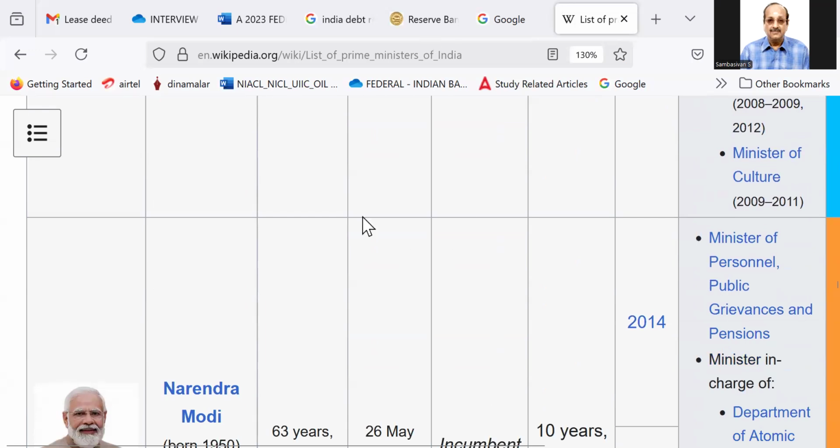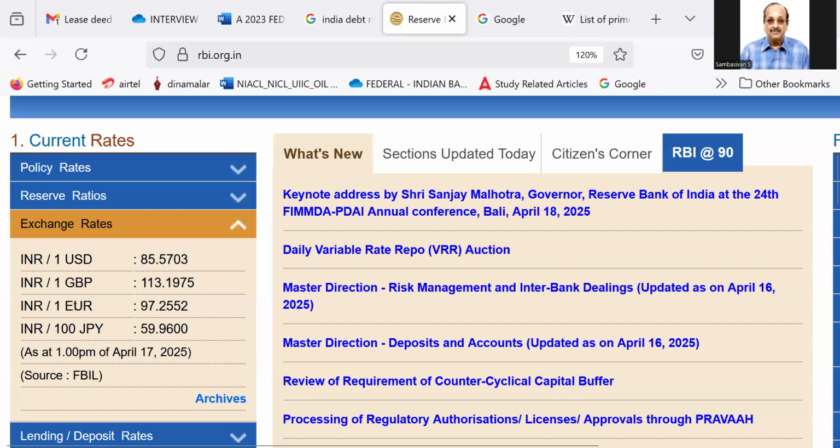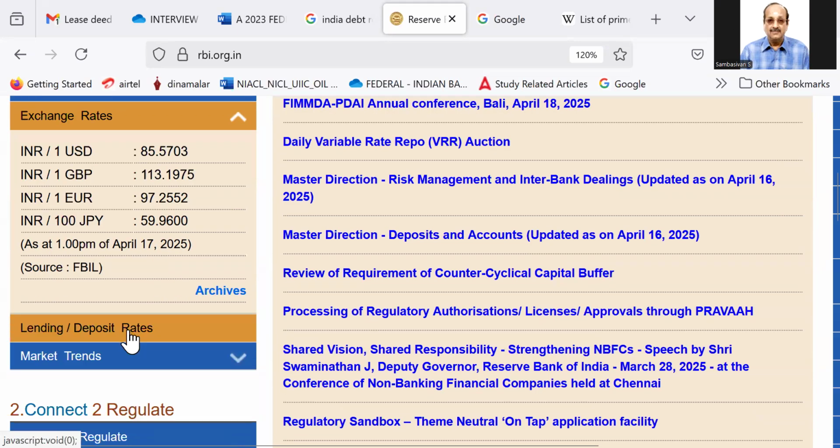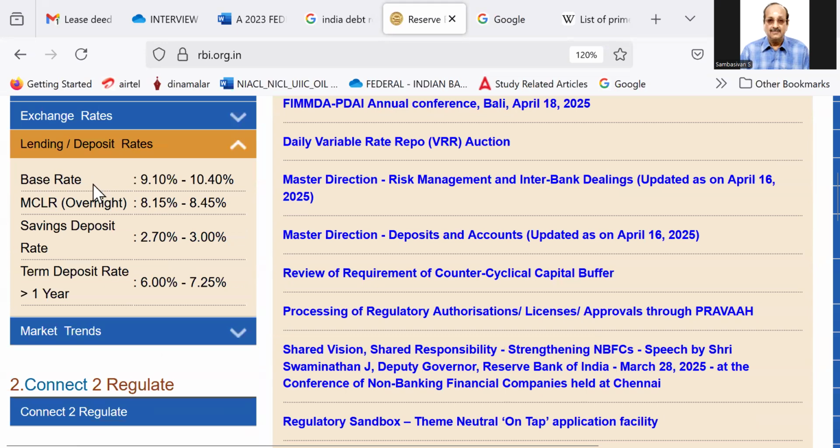That much will do. Now, where are we now? We have studied about GBP. Now go to this one. INR to 1 EUR, it is 97.25. Next, INR to 100 JPY. JPY means what? Japanese yen. Yes. 59.96. Very good.